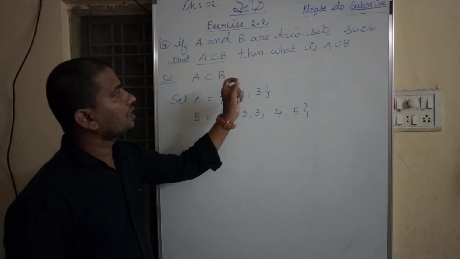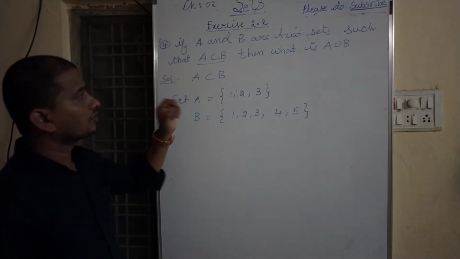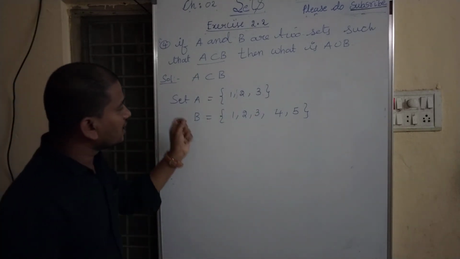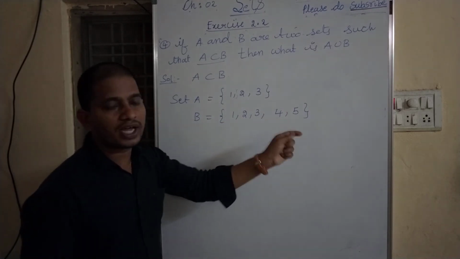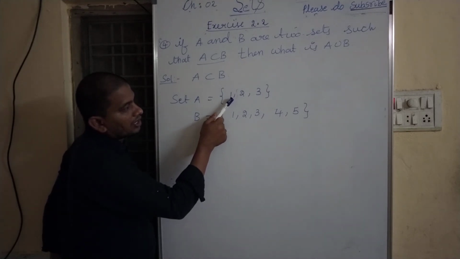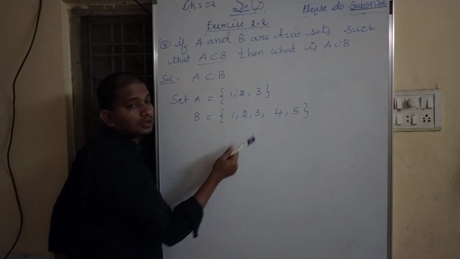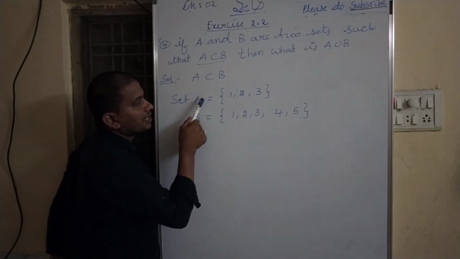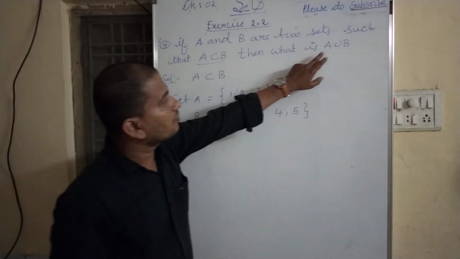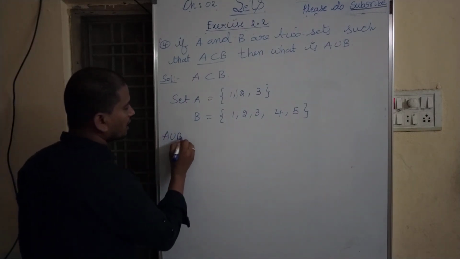If A and B are two sets such that A is a subset of B, the elements in set A are 1, 2, 3 and the elements in set B are 1, 2, 3, 4, 5. If you observe here, set A consists of elements 1, 2, 3 which are also there in set B. Therefore, we can say that set A is a subset of set B. Okay. Now they are asking what is A union B? Let us find out A union B.